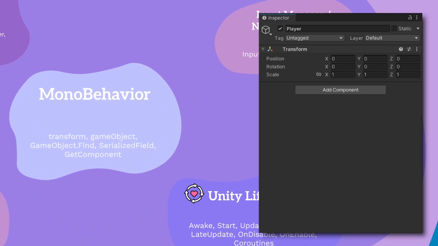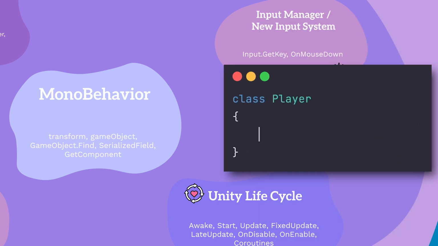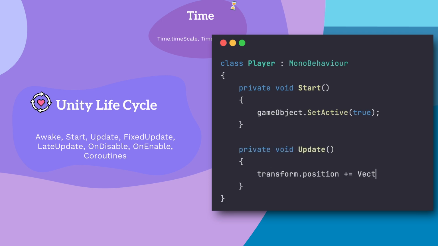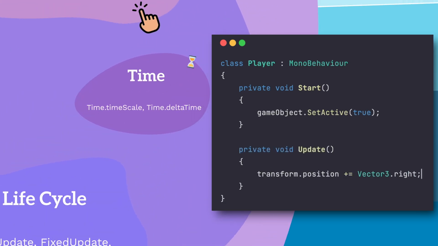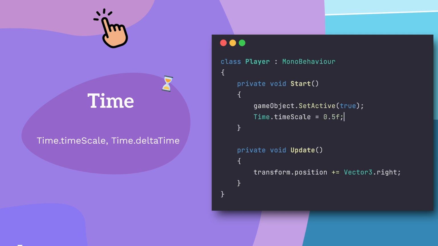Just like Unity has built-in components, we can code our own custom components. And we can attach the new script to a game object by inheriting from MonoBehaviour. This also gives us access to Unity's lifecycle. For instance, turning on an object when it's created. Or every frame while the game runs, move it to the right. And if we want to control how fast the time moves, we can manipulate Time.timeScale.